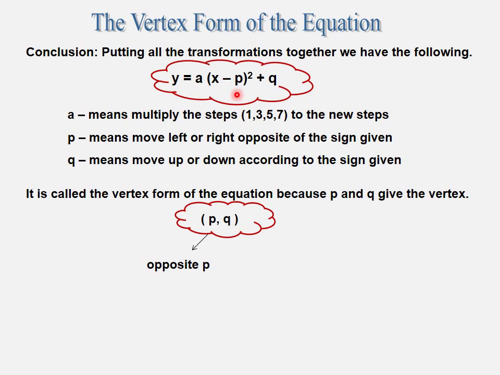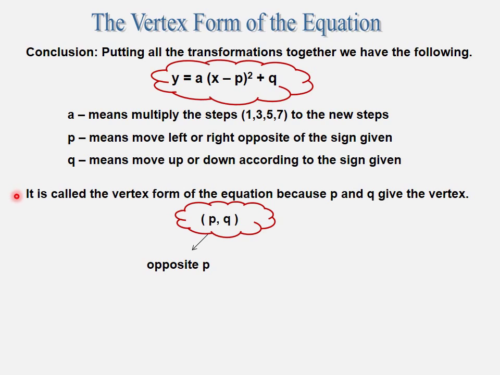And what we also discovered today is that if we have a number inside of a bracket next to the x, and it must be inside of the bracket, this we'll call P, and whatever value is there means move left or right opposite to the sign that's given. So we're going to move the parabola left or right. That's called a shift. And whatever number is added or subtracted at the end, we will call Q. And what we discovered about that number is that it tells us to move the parabola up or down according to the sign that's given. So that stays the same sign that's given. The only tricky one is the middle.